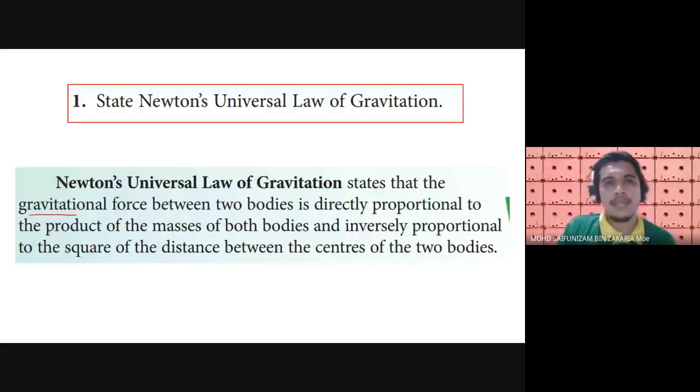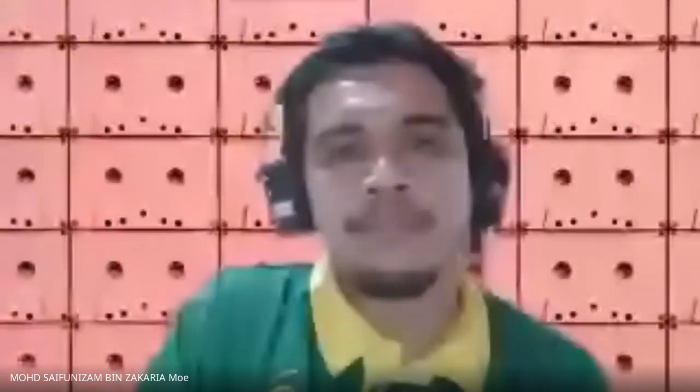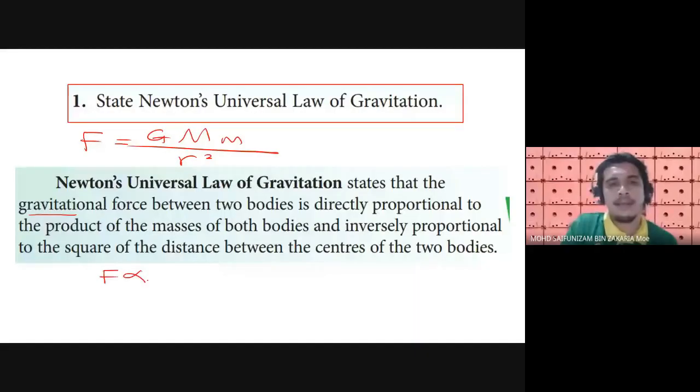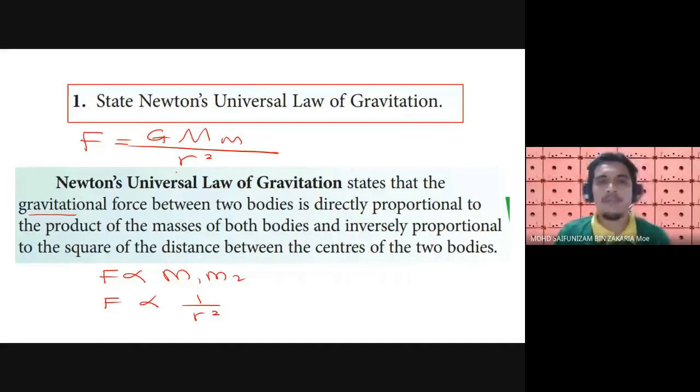To remember this statement, you can also use the formula F equal to G m1 m2 over R squared. We have learned that F is directly proportional to M1 M2, and also that F is inversely proportional to 1 over R squared. So based on the equation, we can write the definition of Newton's universal law of gravitation.